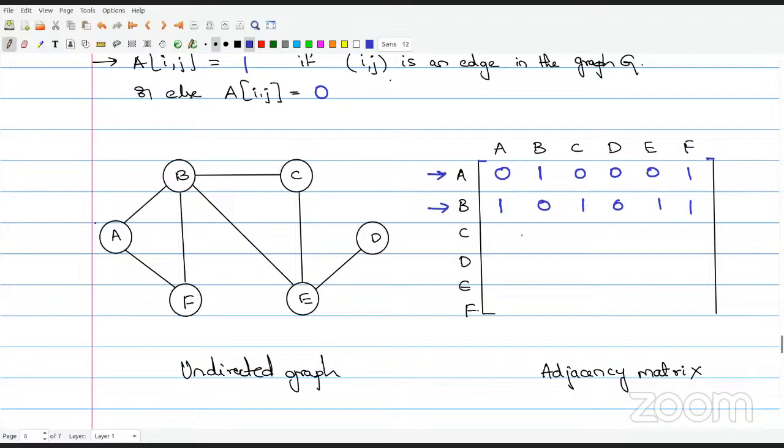So like this. C to A, there is no edge. So like this, we can fill. C to B, there is an edge. C to C, there is no edge. C to D, there is no edge. C to E, there is an edge. C to F, there is no edge. So like this, we can fill. D to A, no edge. So I will fill. Just let me know if you didn't understand.